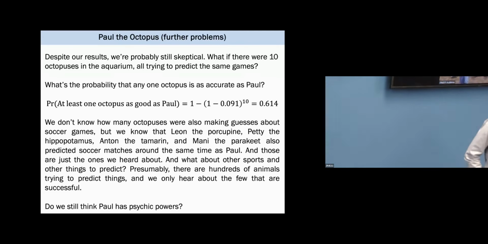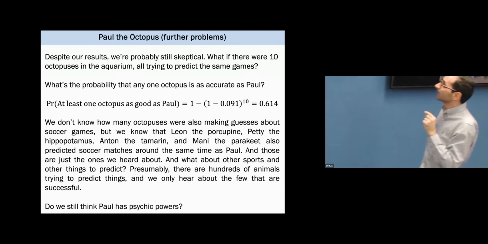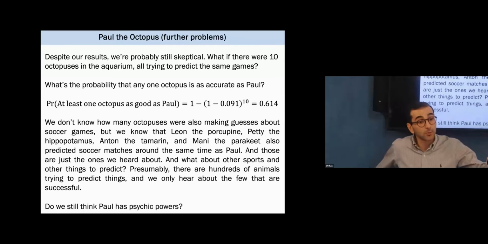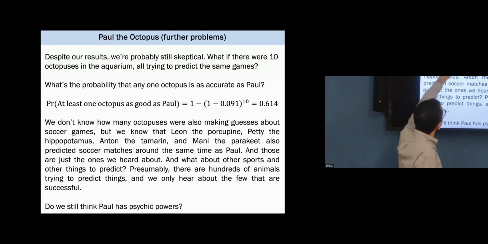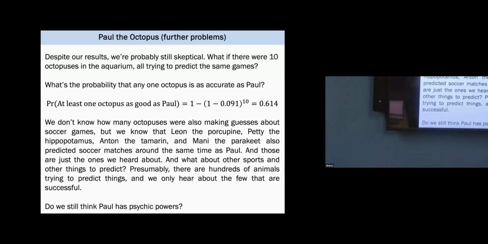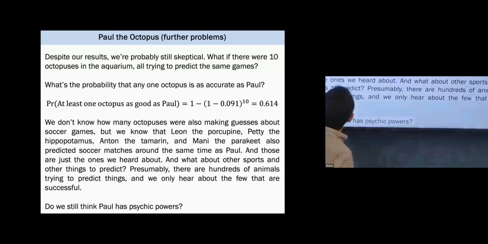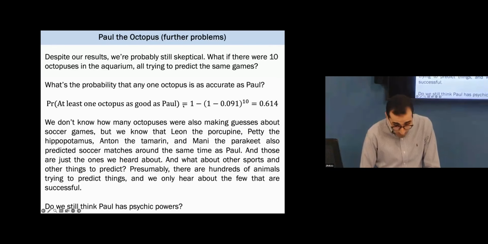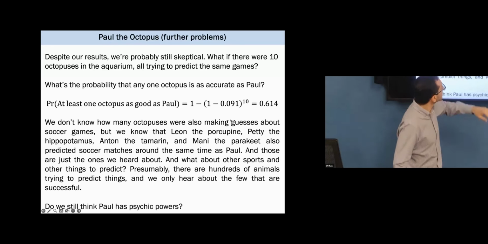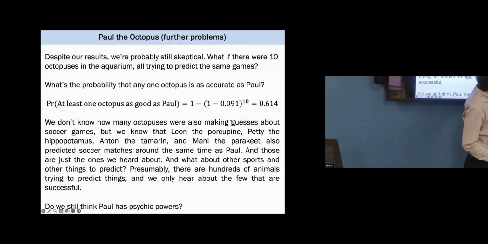Now I'm adding one extra piece of information into our discussion. Let's say there were 10 octopuses in that aquarium trying to predict the game. Let's see what is the probability that at least one of the octopuses will predict the winner, that at least one octopus will be as good as Paul. To find the probability, I need to do 1 minus the probability that none of them will predict correctly.